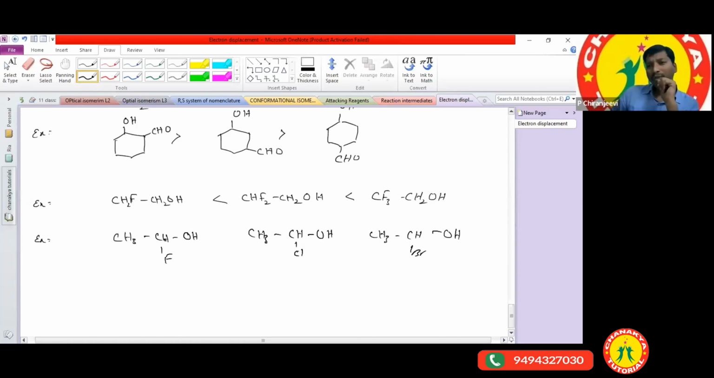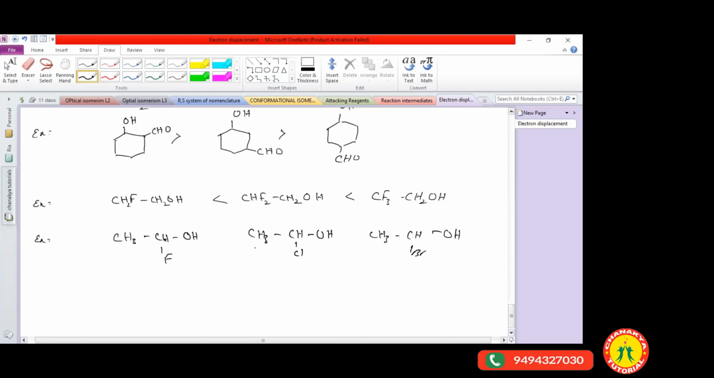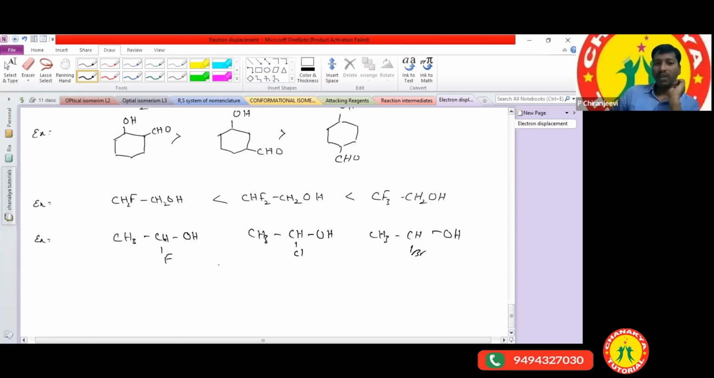How are we telling that the first one is more acidic, Aditi? Because fluorine is the most electronegative atom and it pulls the electrons towards itself. Very good. So fluorine is a strong electron withdrawing group compared with chlorine and bromine. A strong electron withdrawing group decreases the electron density on the oxygen atom. So fluorine is the most acidic, then chlorine, then bromine.